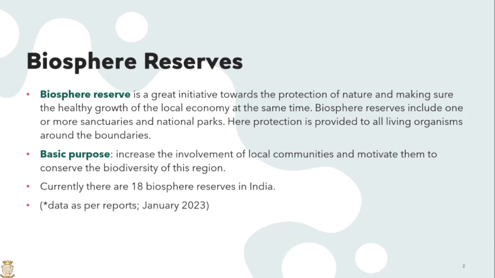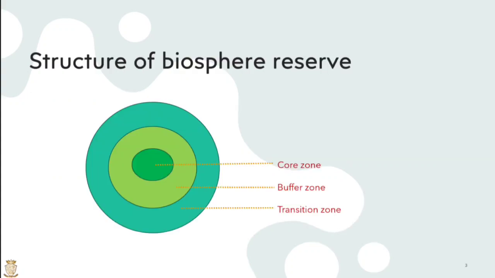The basic purpose of a biosphere reserve is to increase the involvement of local communities and motivate them to conserve the biodiversity of this region. Currently, there are 18 biosphere reserves in India. This is the basic structure of a biosphere reserve. The innermost layer is the core zone, then the buffer zone, and the outer layer is the transition zone.